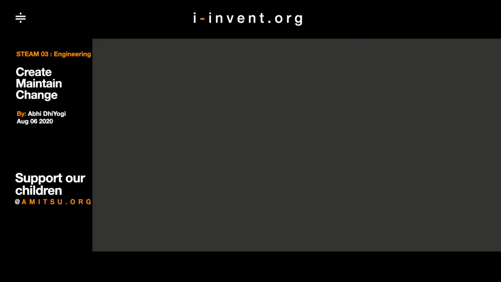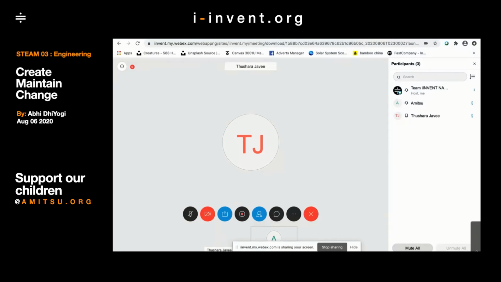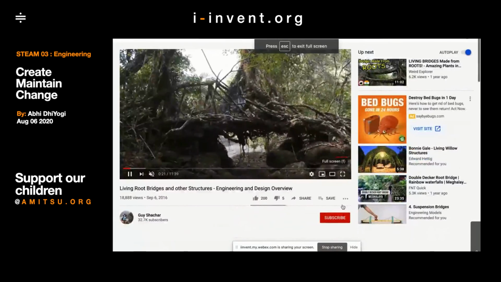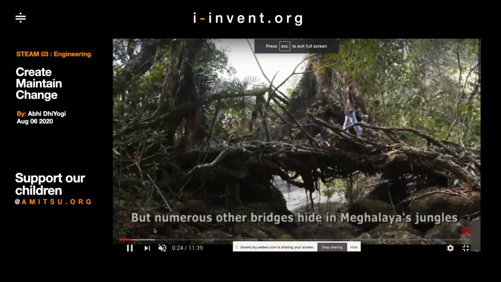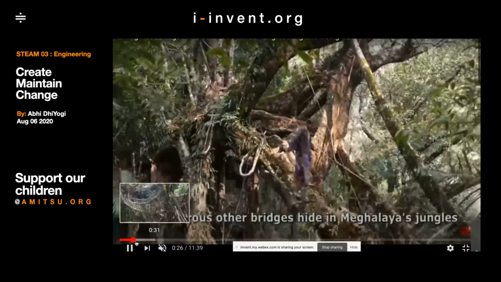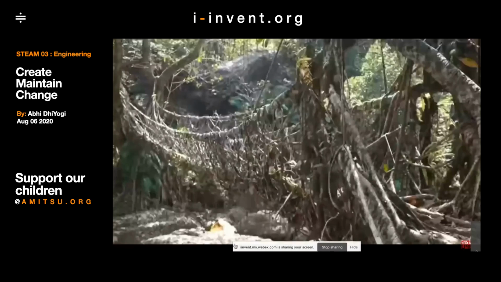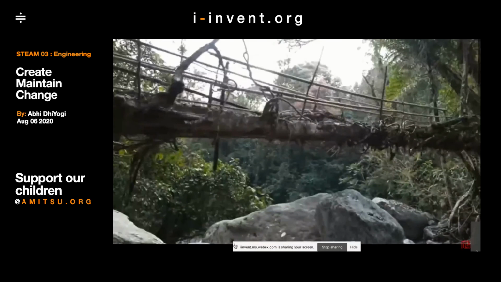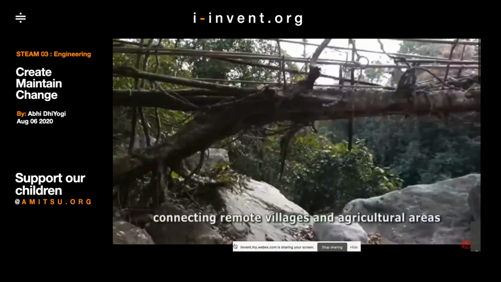No, you can't go on the computer. Here, I will show. Do you see the screen? Yes, sir. Do you all see the screen?